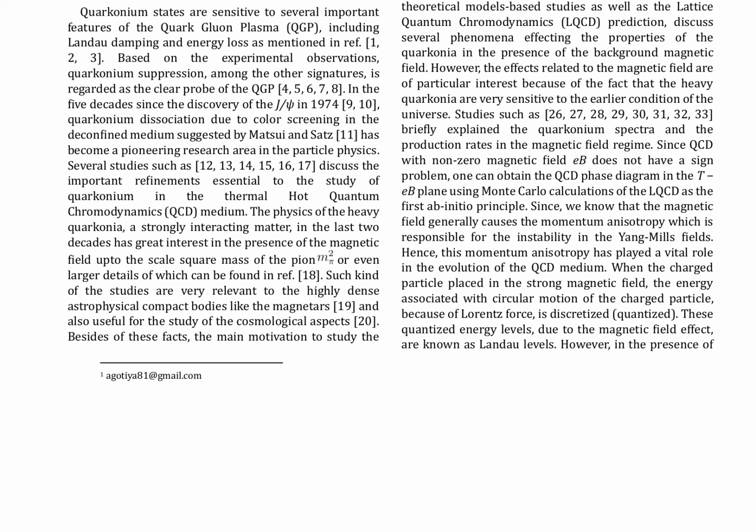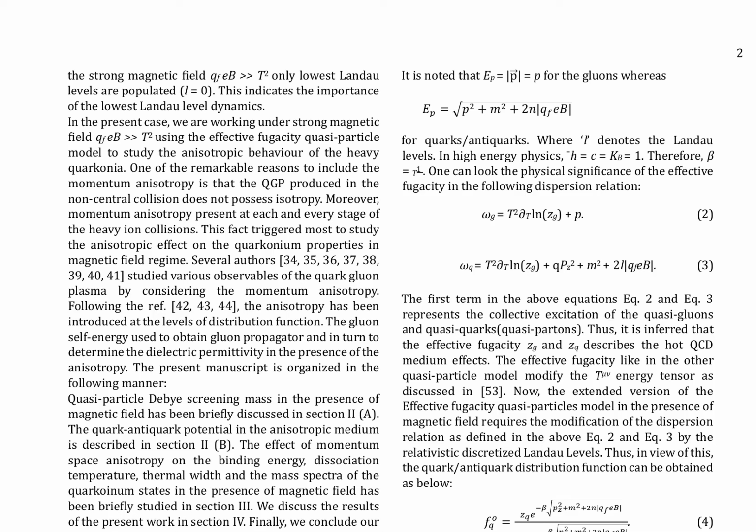The thermal width of the charmonium and bottomonium 1s states are studied at a constant magnetic field of eB equals 0.3 GeV² for isotropic and prolate cases. The effect of the magnetic field on the mass spectra of the 1p state for the oblate case is also examined. The dissociation temperature for the 1s, 2s, and 1p charmonium and bottomonium states are determined to be higher for the oblate case with respect to the isotropic case.